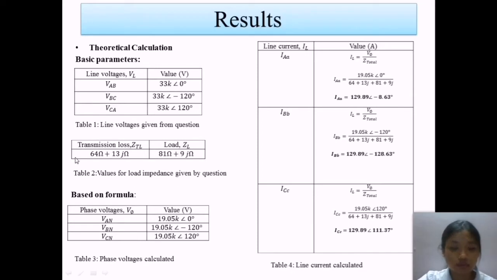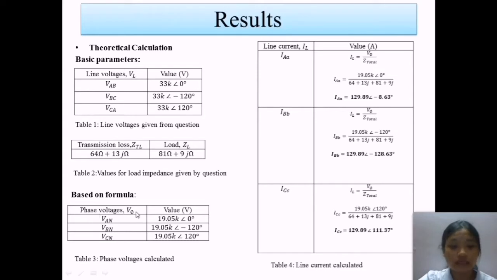And this Table 2 shows the transmission lines and the load. The transmission line has the value 64 ohm plus 30j ohm, and the load is 81 ohm plus 9j ohm. Based on the formulas, there are some parameters we want to find.